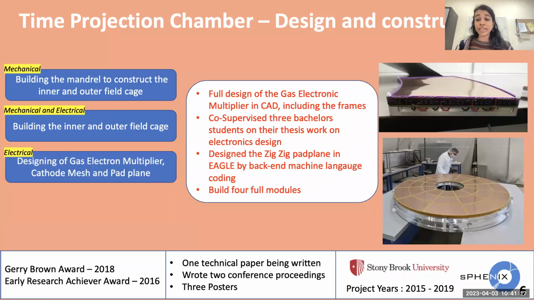Next came the designing of the gas electron multiplier, including the frames and choosing its different drift voltage and the field voltage between the different GEM layers. In this project, I supervised 3 bachelor students as part of their thesis work, and together we made the full design, and we got this manufactured at CERN. I also designed the zigzag pad plane in Eagle and, using some back-end machine learning coding, I built 4 full modules. The overall TPC required 72 modules. These modules that I built were taken to test beam and were not utilized in the full detector.